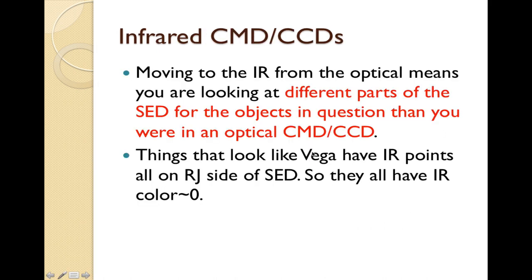Same thing is true even in the infrared. When you're doing infrared color magnitude diagrams and color diagrams, you're looking at different parts of the SED than you are in the optical, but you can still learn about the things that you're looking at. Things that look like Vega, or rather what Vega would be if it didn't have a disk, have all their infrared points on the Rayleigh-Jeans side of the SED, and so they all have an infrared color of zero, as long as you're doing short to long. So K minus 8, K minus 24, 3.5 minus 8, 3.5 minus 12, 3.5 minus 22, all of those colors are going to be zero for plain stars.